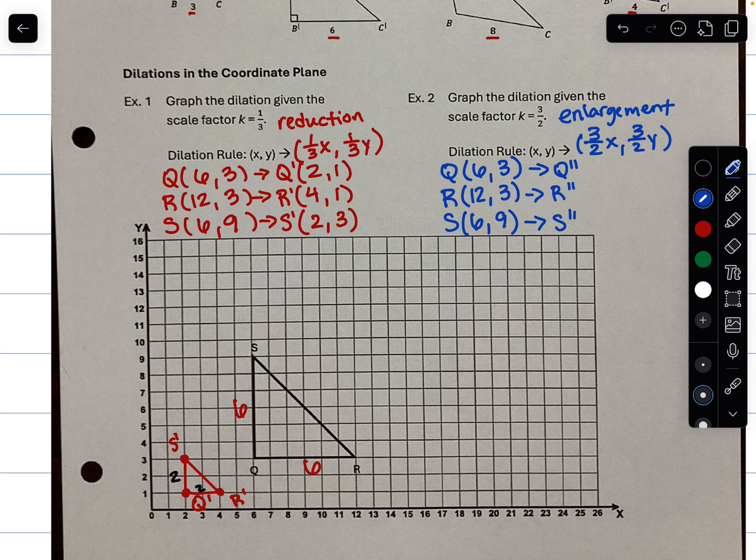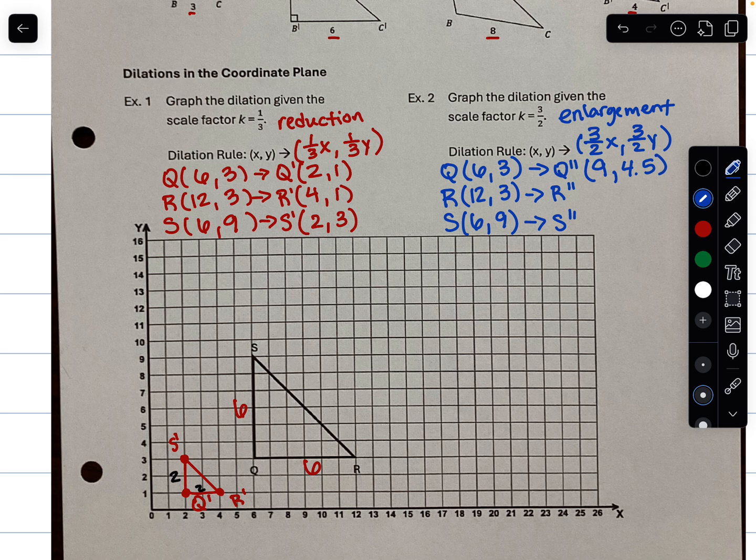Now, when we multiply by 3 halves, what I would tell you to do is, if I'm going to do 6 times 3 halves, I would do 6 times 3 and then take half of that number. So what is 6 times 3? 18. What's half of 18? 9. Okay? 3 times 3? Half of 9? 4.5. Or we could say 4.5 here would be okay.